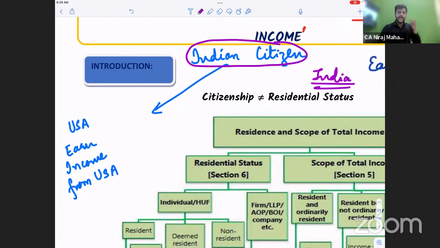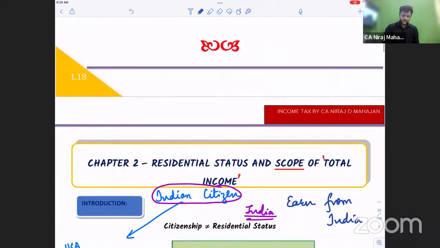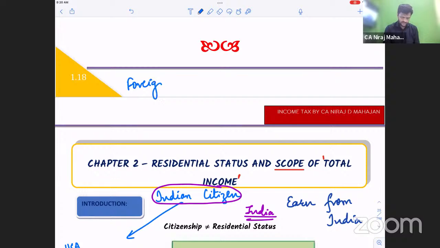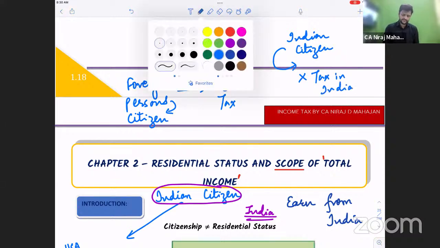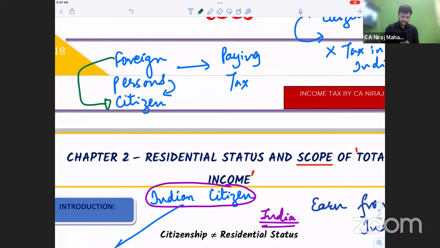So these things we have to check: where a person is earning income and where he will pay taxes. This concept is important because we will have some foreign persons paying tax in India, and also Indian citizens who are not paying tax in India. Let me give you a very simple, small example: a foreign citizen paying tax in India. Akshay Kumar.